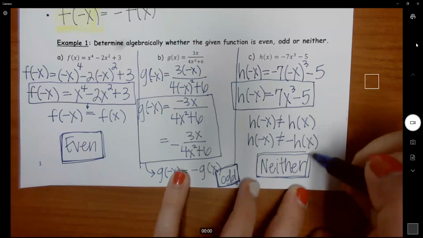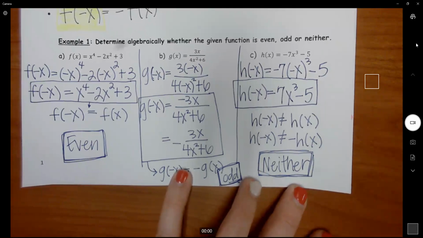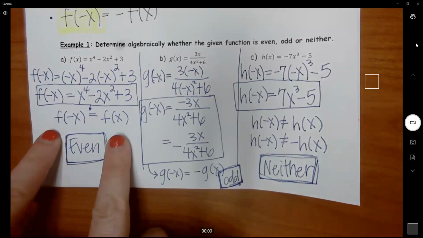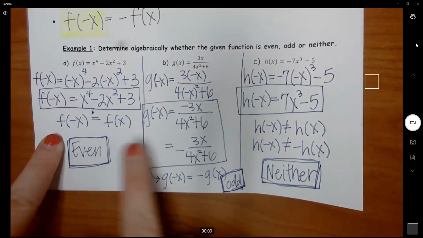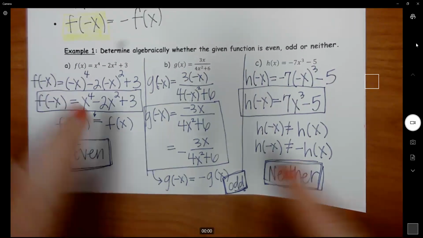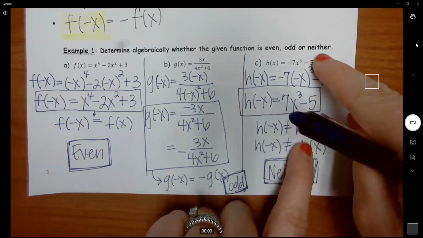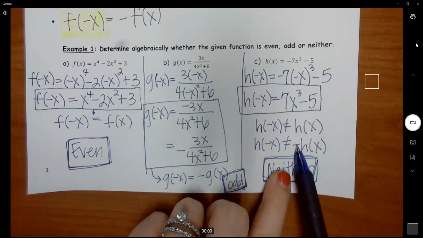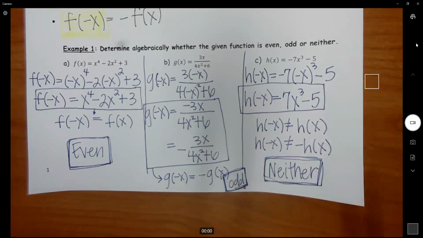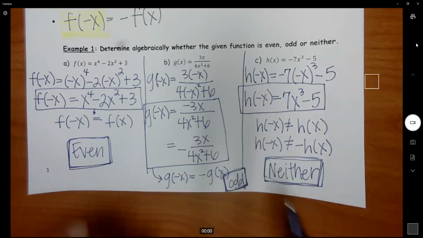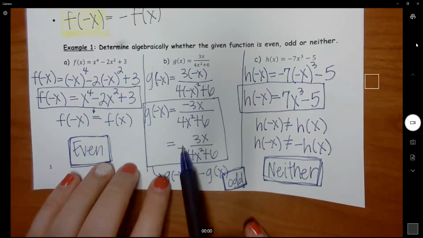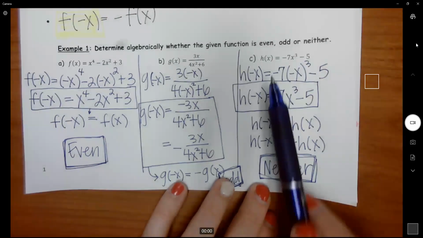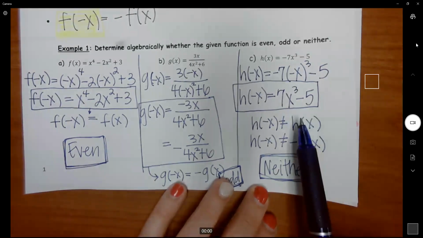If your algebra skills are not super strong, these are sometimes hard to understand. This one's always easy. Does it equal the original? Yes or no? I can see that this one is obviously the same, and I can obviously see that this is not the same as this. But this, does it equal the negative function? It's sometimes hard to differentiate, because this one here had one negative out here, and it is opposite, but this one here took away that negative, but it's not opposite.